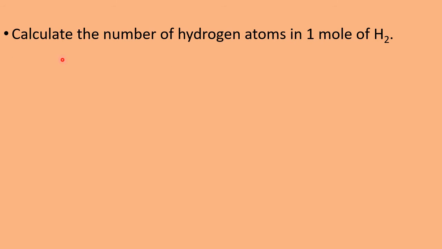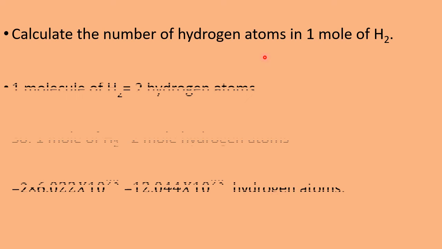Next problem. Calculate the number of hydrogen atoms in 1 mole of H2. What do you mean by 1 molecule of H2? 1 molecule of H2 means only 2 atoms of hydrogen. Then what is 1 mole of H2? 1 mole of H2 means 2 moles of hydrogen. Clear? 1 molecule contains 2 atoms of H, but 1 mole contains 2 moles of H atoms.